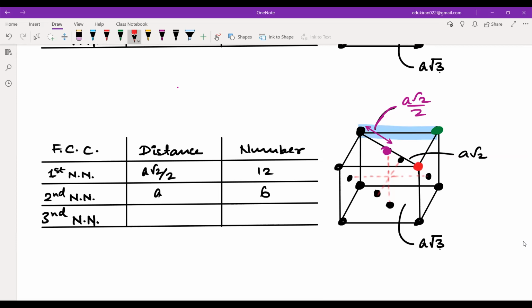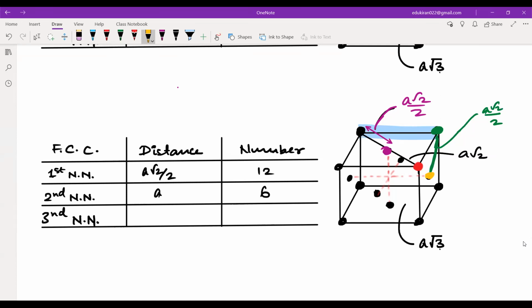But tell me, what is the distance between these two atoms, the green atom and this face center? What is this distance? A root 2 by 2. This is A root 2 by 2. Then what do you think? Which is more near? Red or the black atom which is present there? Let me take this as yellow. Which is near? Yellow atom is near, right? So now the third nearest neighbor is what?